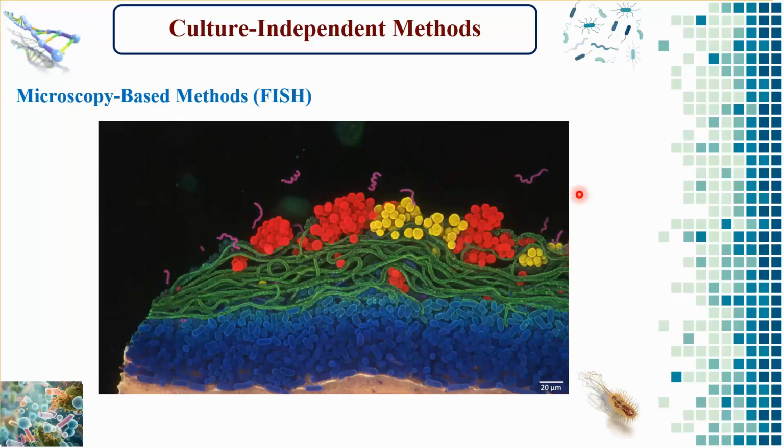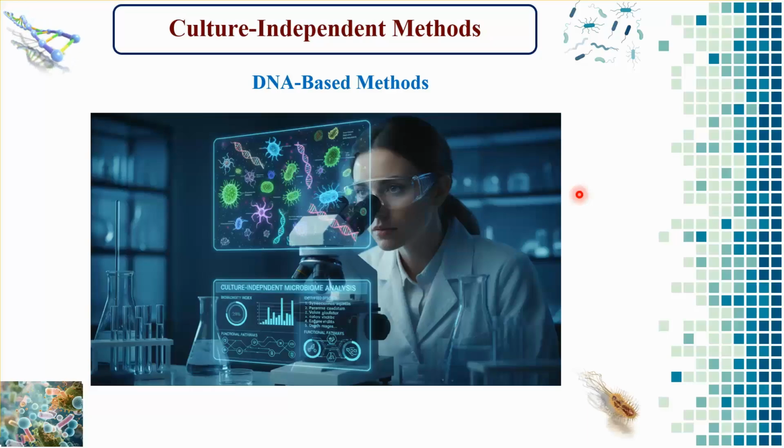For example, in a dental plaque sample, FISH can show exactly where different bacteria are located, some forming layers and others clustering together. So this method tells us not just who is there but also where they are. Now, DNA-based methods. The most widely used approaches are DNA-based methods. These involve extracting DNA directly from a sample and analyzing it using sequencing technologies. These methods provide detailed insights into microbial identity and potential function. Let's look at the key techniques of DNA-based methods.